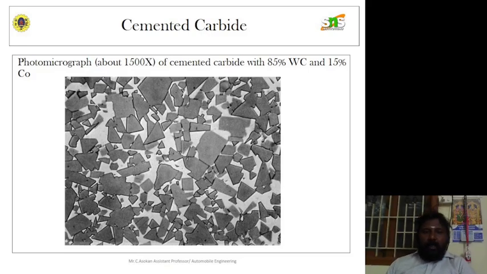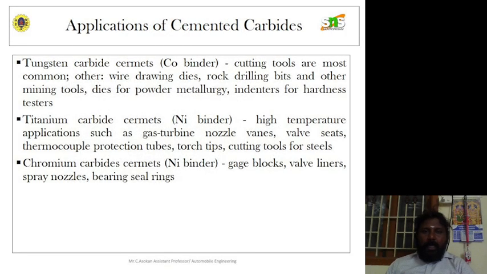Cemented carbide. Cemented carbide is shown in the figure here. The carbide has 85 percent WC and 15 percent Co. Applications of cemented carbide.